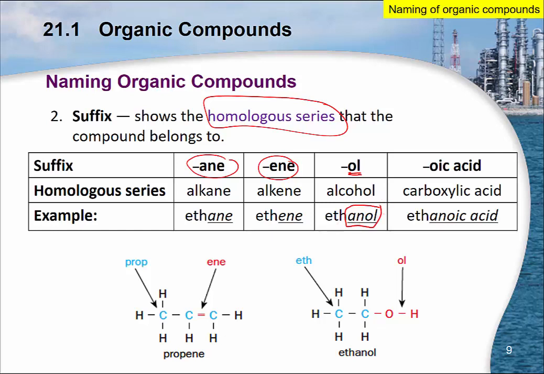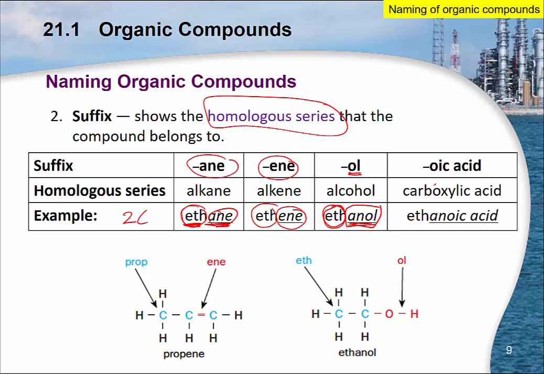Okay? So for example, when there are two carbon atoms, it starts with ETH. So under alkane it is ethane. Two carbon is ETH, the alkane family is ANE, so it's ethane. In the alkene family with two carbons, it still starts with ETH, and the family's name is ENE, so it's ethene. So how about alcohol with two carbons? It still starts with ETH. Because it's alcohol, it's ethanol.